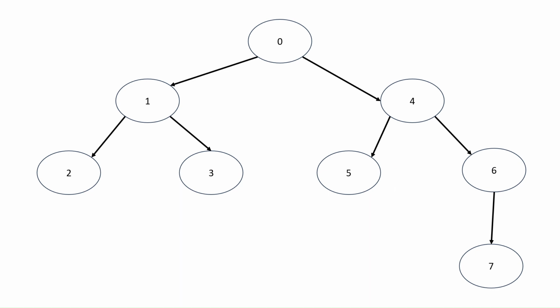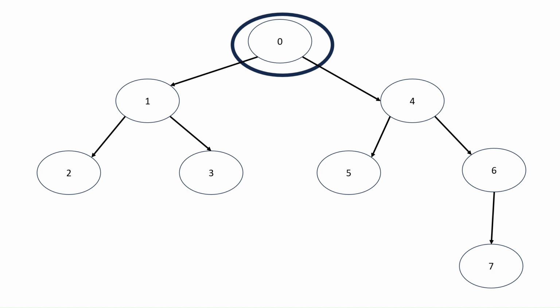In this we start at a source node. Let's say our source node is 0. We then explore as far as possible along each branch, then backtrack whenever necessary, and repeat these three steps until all the nodes are visited. So let's say our starting node was 0.